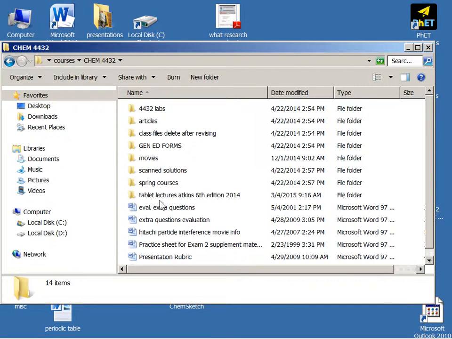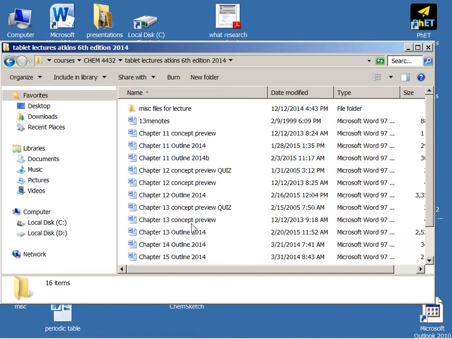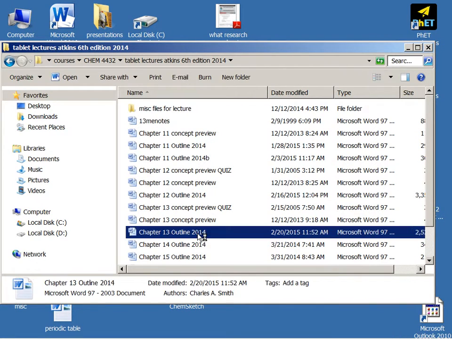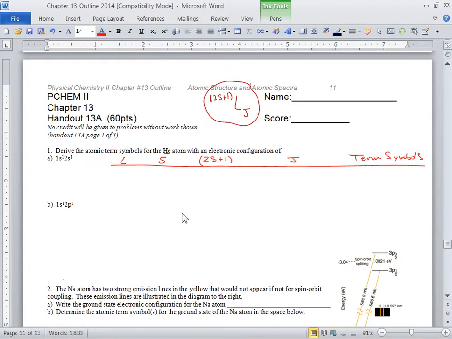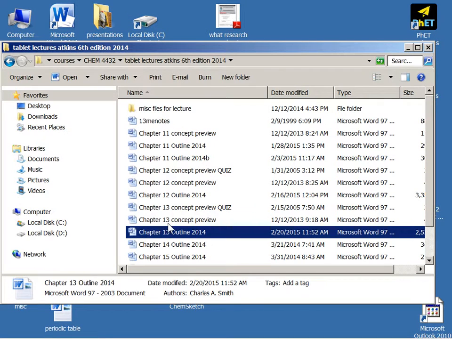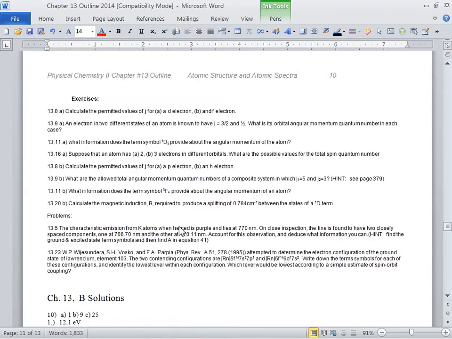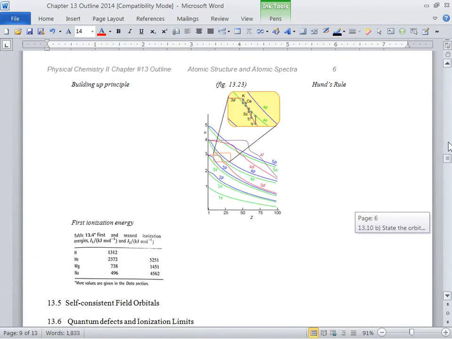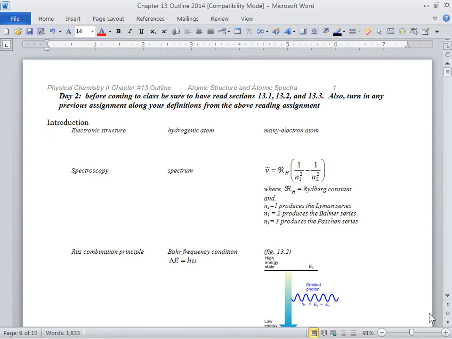Let's find it here. Where is it? We're in chapter 13. What the heck happened? Chapter 13. Oh, I'm already there. Thanks, Padawan.